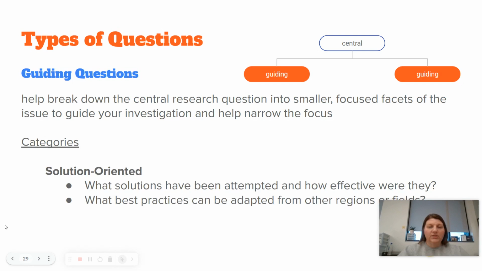Solution-oriented questions are exactly what they sound like. So think about what solutions have been attempted before and how effective were they. So what aspects of the previous solutions worked and what didn't. And then what best practices could be adapted from other regions or fields. So what can I replicate here in the area that I am addressing, or what should I not do because it's already not worked for someone else?